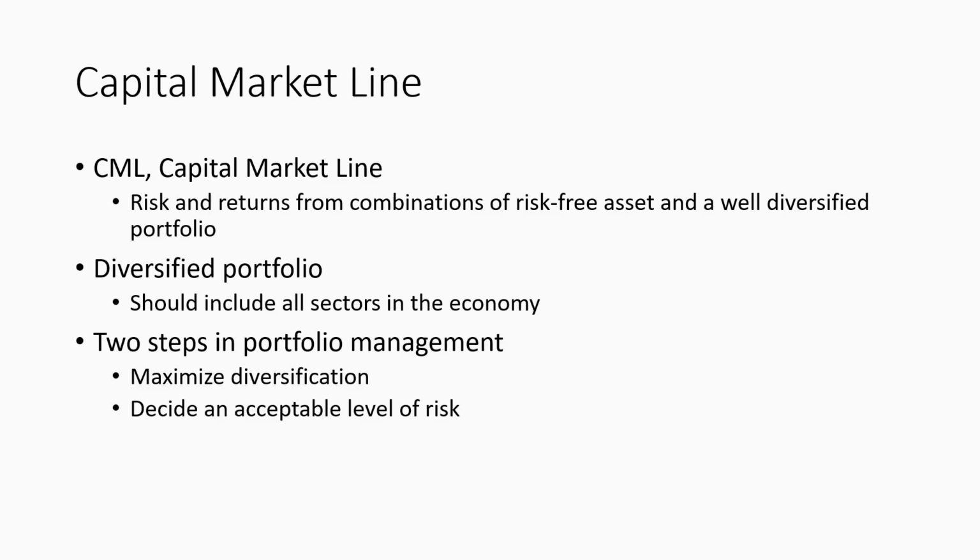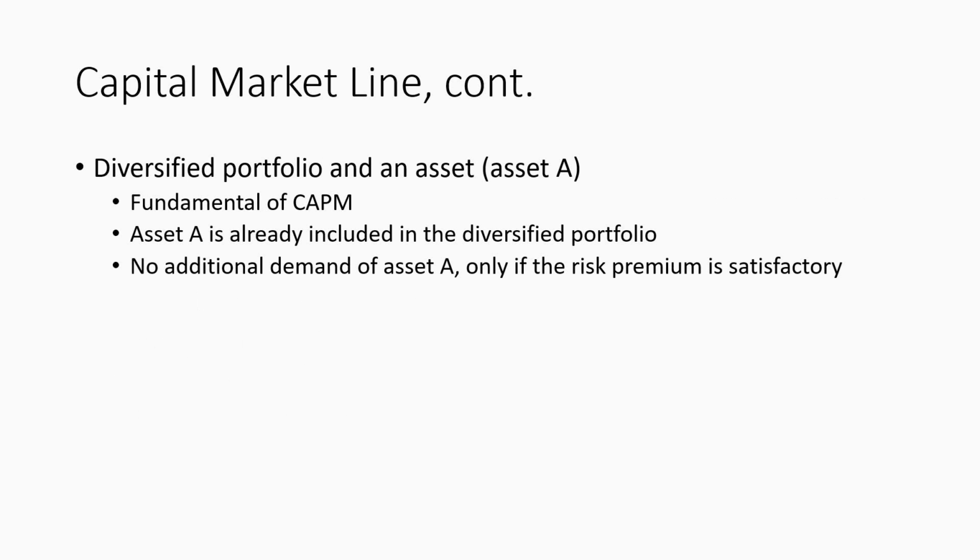Capital market line displays risks and returns from combinations of risk-free assets and a well-diversified portfolio. The diversified portfolio should include all sectors in the economy. There are generally two main steps in portfolio management: 1. Maximize diversification, and 2. Decide an acceptable level of risk. The diversified portfolio is the fundament of capital asset pricing model.